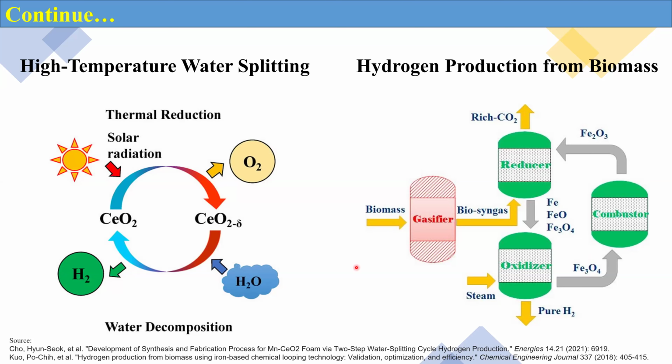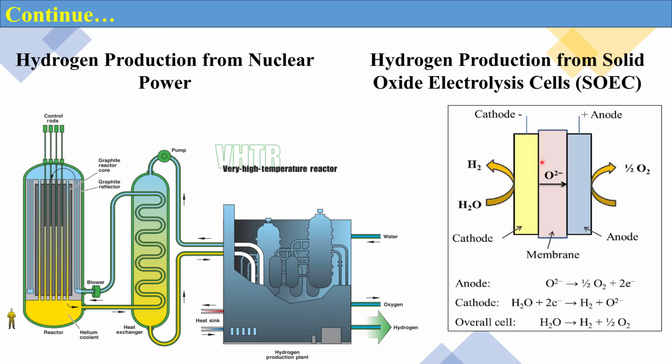Another method we have is hydrogen production from biomass. The next process is hydrogen production through nuclear power.